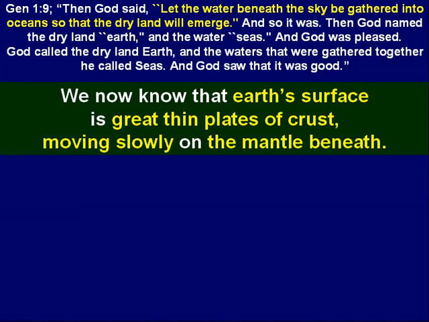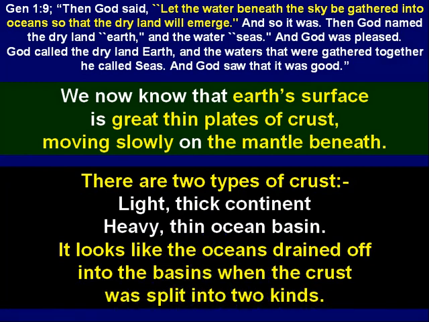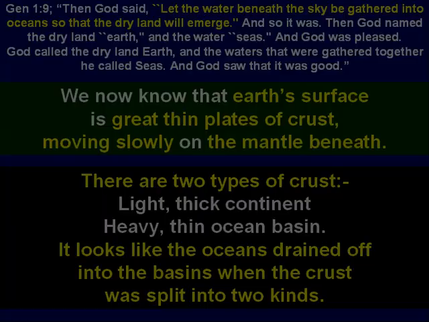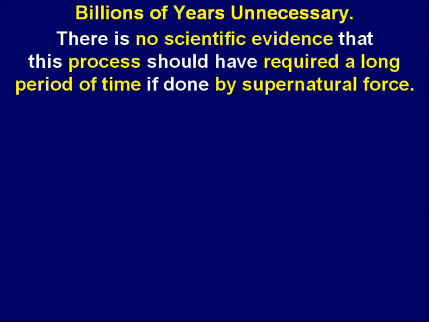We now know that Earth's surface is great thin plates of crust moving slowly on the mantle beneath. There are two types of crust: light, thick continent, heavy, thin ocean basin. It looks like the oceans drained off into basins when the crust was split into two kinds. Billions of years are unnecessary.